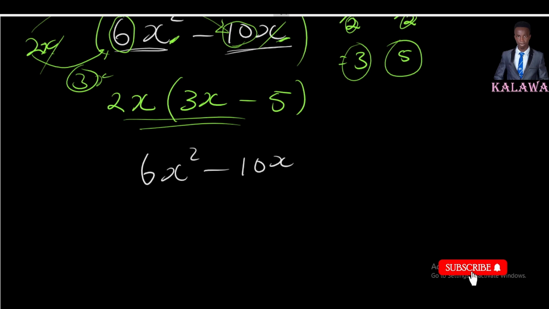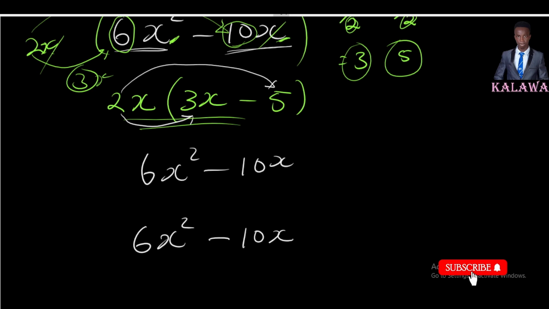Now, if we multiply this 2x into brackets, the answer must also equal to this question. So let's go. If we say 2x times 3, this is going to give us 6x squared. And then this same 2x multiplied by 5 is going to give us minus 10x. So what do you see here? We can see that when we multiply, it's going to give us the same answer, just as the question says.